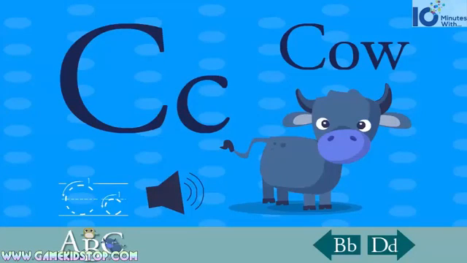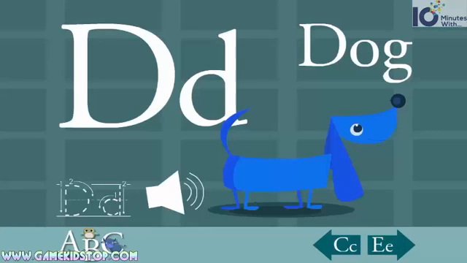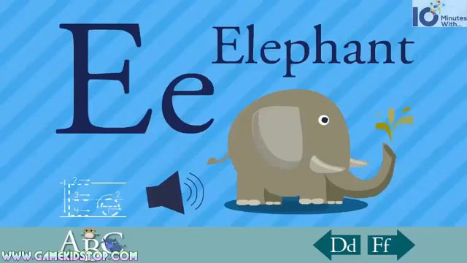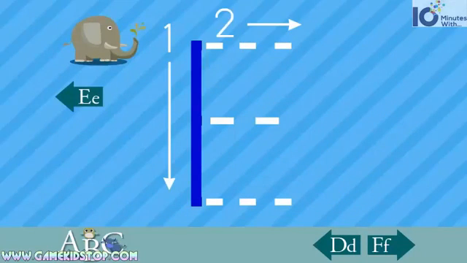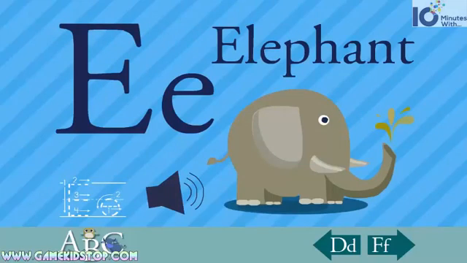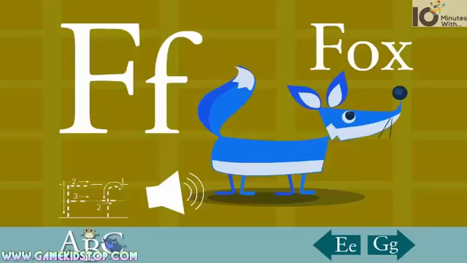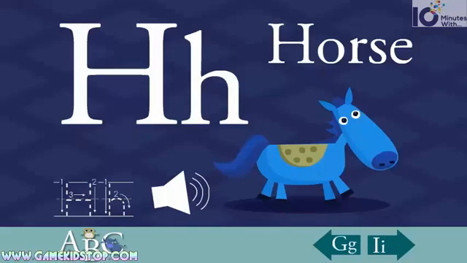C is for cow. Yes! D is for dog. Excellent! E is for elephant. F is for fox. G is for giraffe. H is for horse.